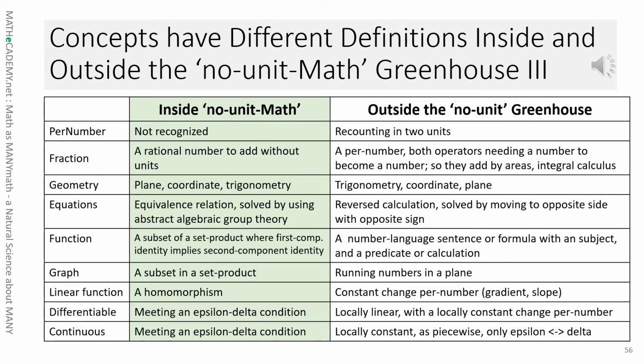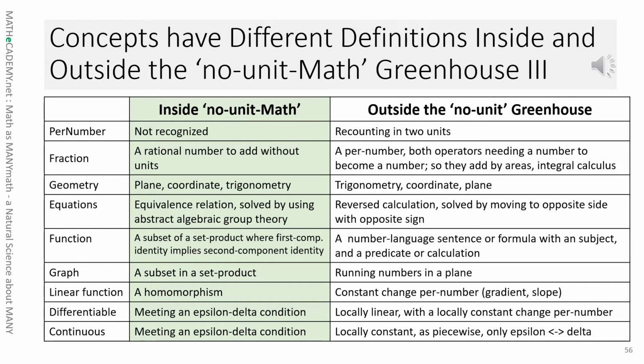Linear function. Inside, it is a homomorphism. Outside, it is a function with constant change pair number, or gradient, or slope. Differentiable. Inside, it is a smooth function, meeting an epsilon delta condition. Outside, it is a locally linear function, with a locally constant change per number, dy over dx.